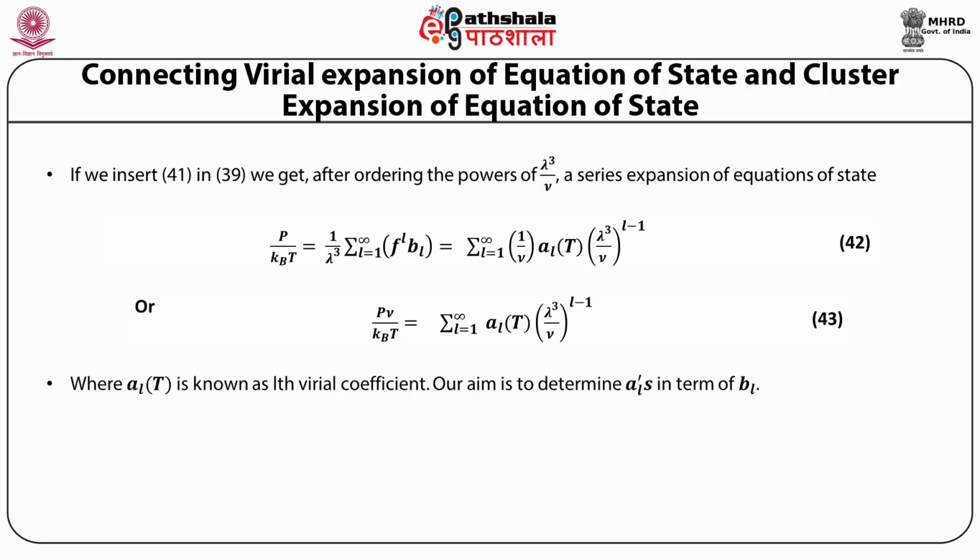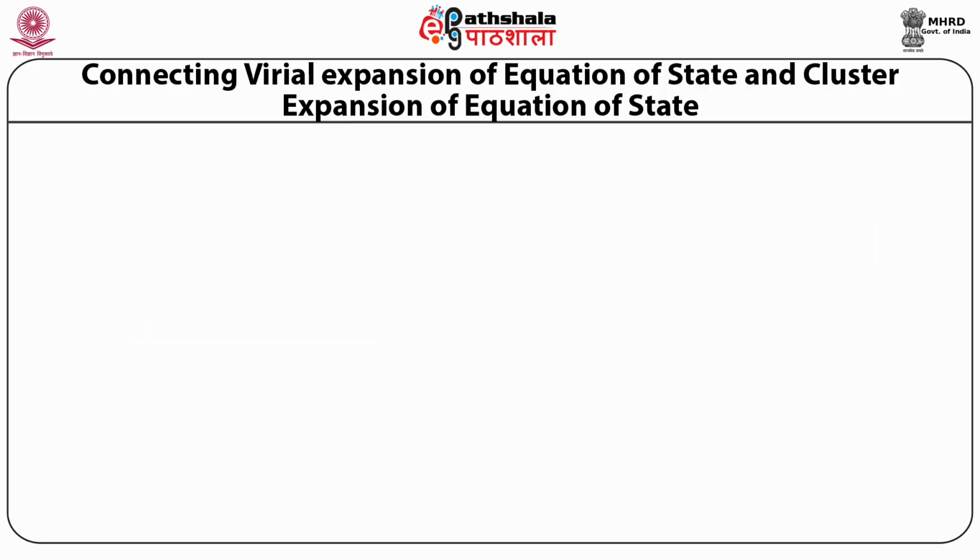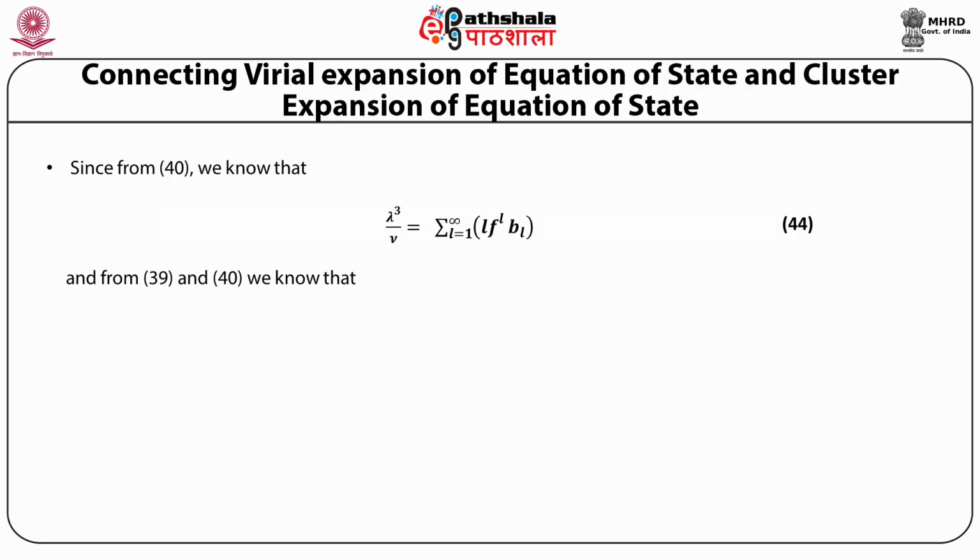Our aim is to determine the A_l in terms of b_l. Since from 40 we know that lambda cubed upon nu is equal to summation over l equals 1 to infinity l f raised to power l b_l, and from 39 and 40 we know that P nu upon kBT is equal to summation over l equals 1 to infinity f raised to power l b_l divided by summation over l equals 1 to infinity l f raised to power l b_l.